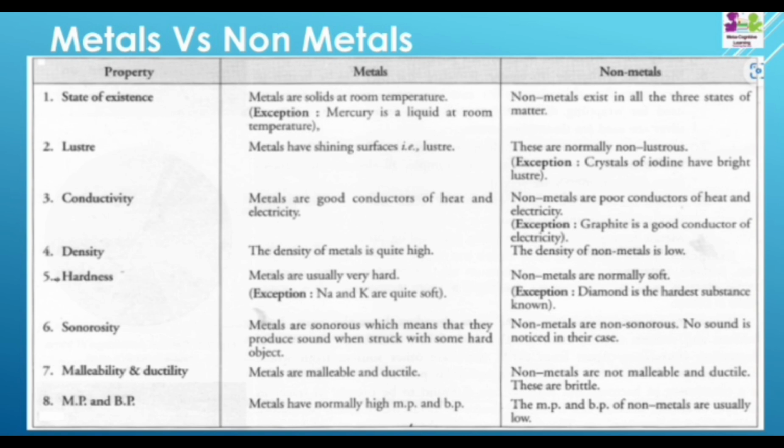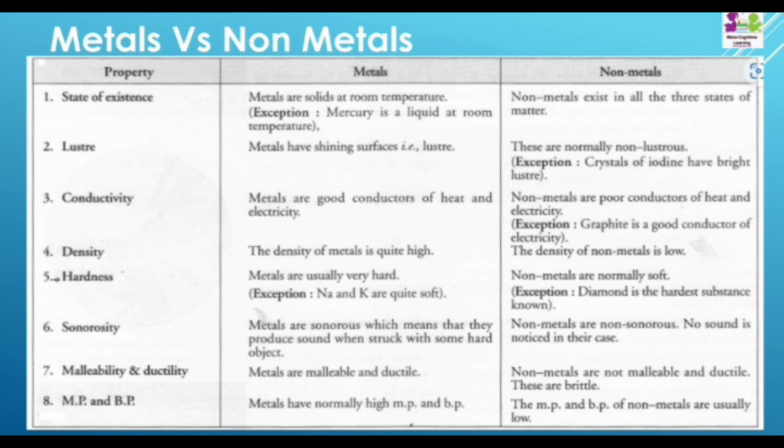And with respect to density, obviously metals have a high density compared to non-metals. The density of all non-metals is basically low. And hardness: metals are generally very hard compared to non-metals. There are a few exceptions, like the alkali metals, potassium and sodium, which are basically soft, and you can easily cut them with a knife.